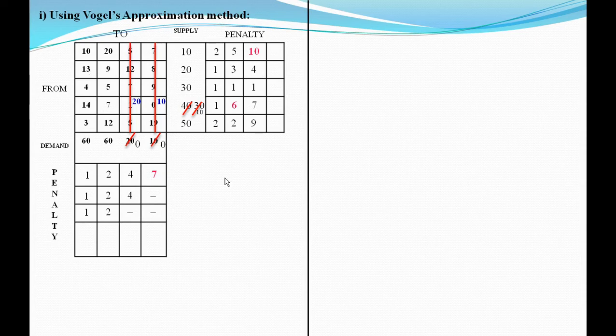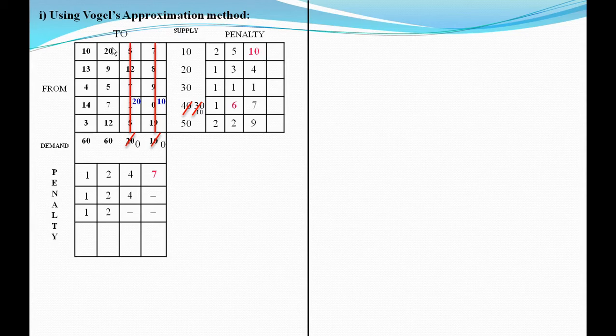After writing all the differences, now you see which is maximum in this third penalty. In this third penalty, which is maximum? 10, sir. 10. I have given it in some other color. So the maximum is 10.